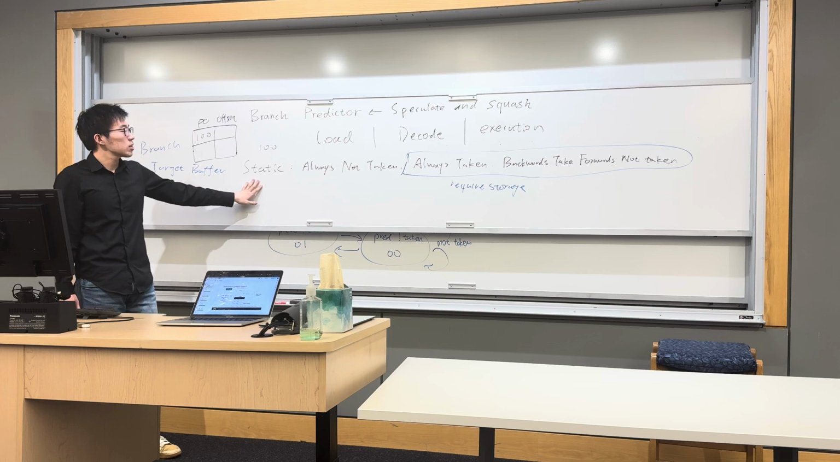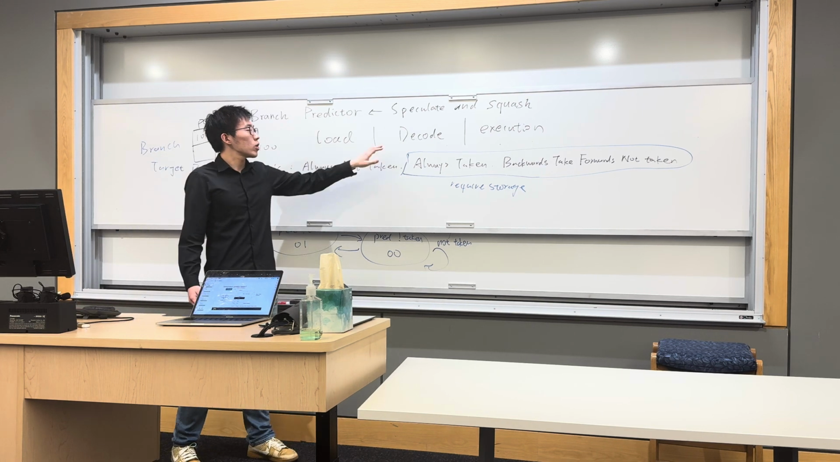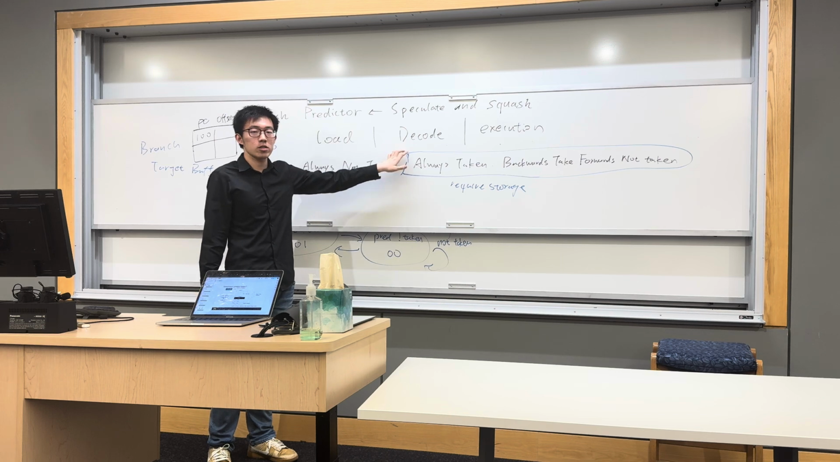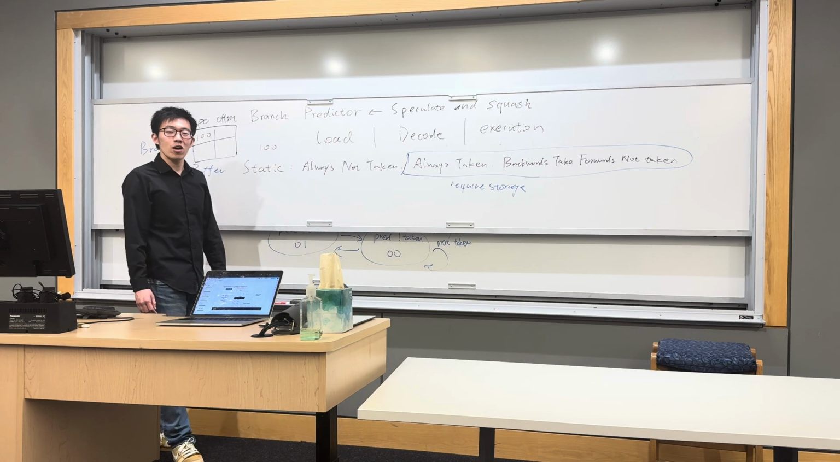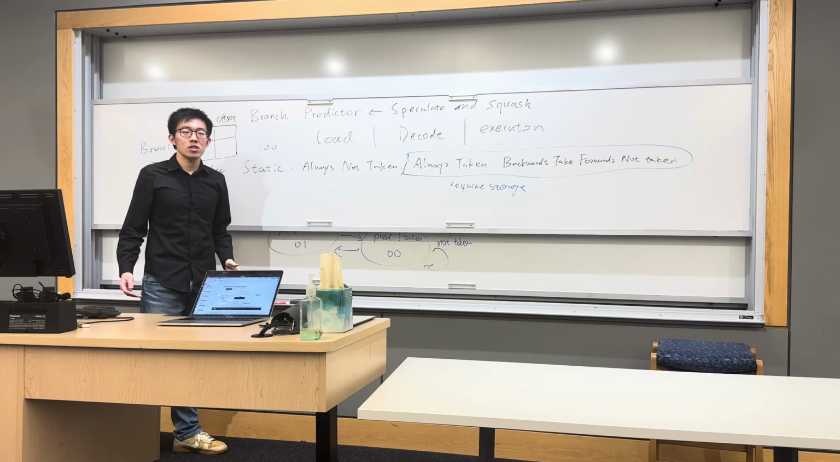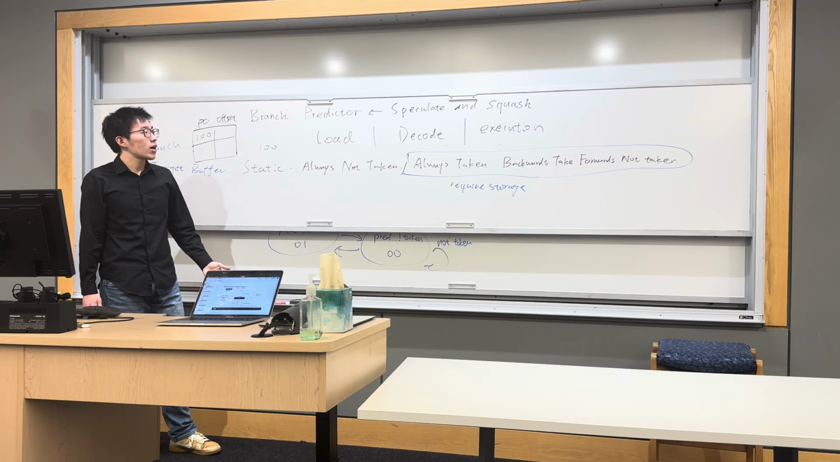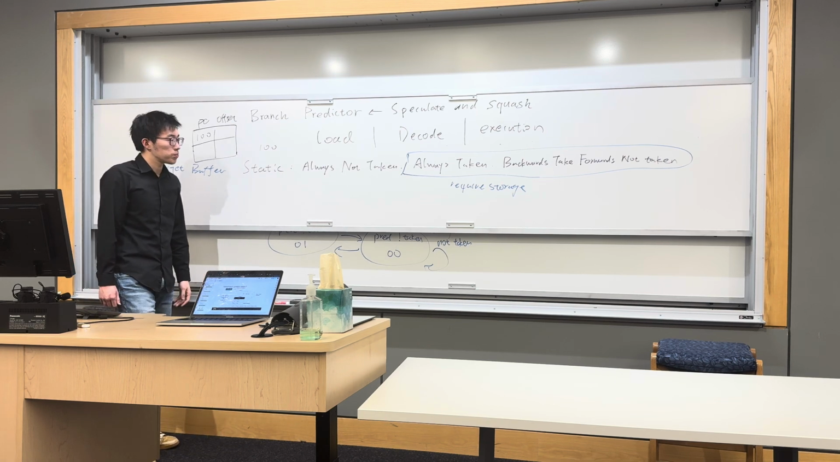For static ways, the first one is always not taken, which means that when our BEQ instruction is in the decode stage, we always predict the branch will not be taken. So we load the instructions that correspond to PC plus 1. This is a very simple algorithm, but it will give us a very high miss rate. So we want to find better ways to do the prediction.